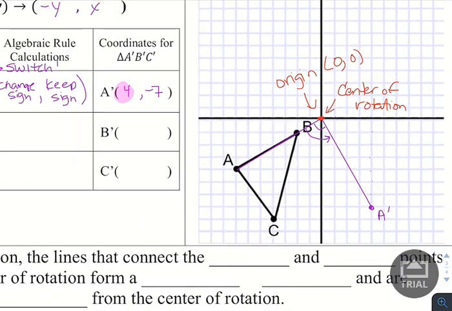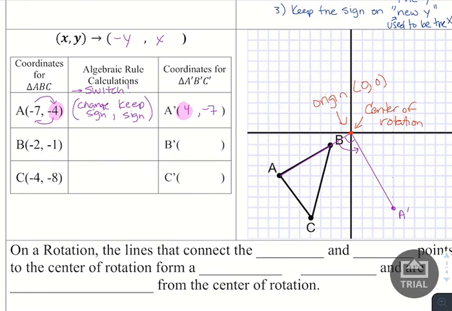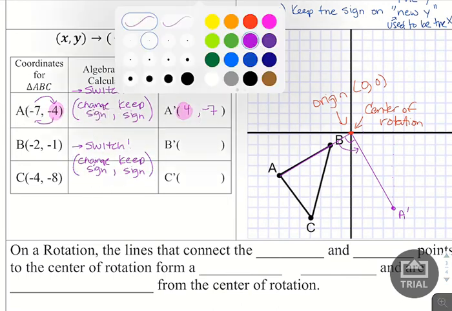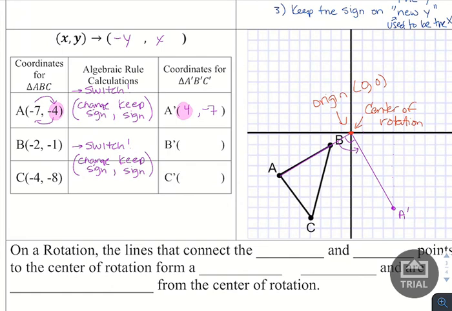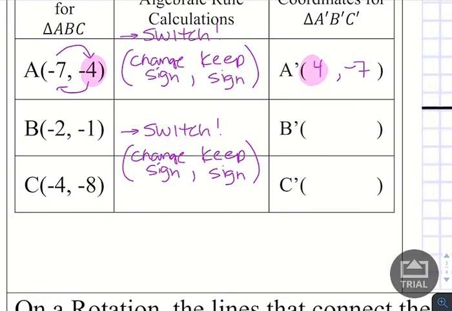So one, we're going to switch. So switch these up. So the negative 1, which is now second, is now listed first, which means we've got to change its sign to a 1 instead of a negative 1. Negative 2 gets switched to the back. Its sign stays the same, so it's going to be a negative 2. So let's graph this out. So B is going to graph to 1 comma negative 2, which is actually right there, kind of on top of each other. That's going to be B prime.